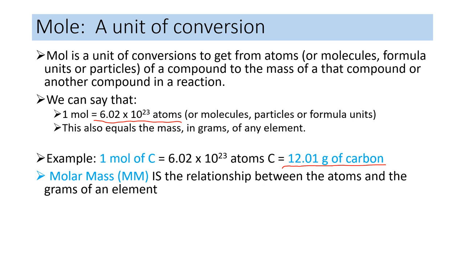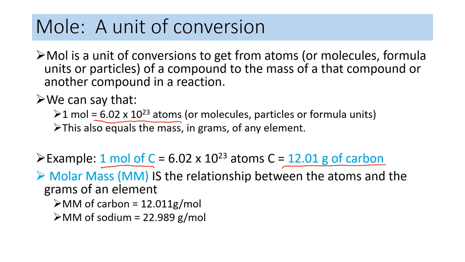We get that number right from the periodic table. When we can say 1 mole of carbon is 12.01 grams of carbon, we call that the molar mass: the mass per mole of any element or compound. It's the relationship between the atoms and the grams of the element. So we can say the molar mass of carbon is 12.011 grams per mole, just like we can say that the molar mass of sodium, for example, is 22.989 grams per mole.